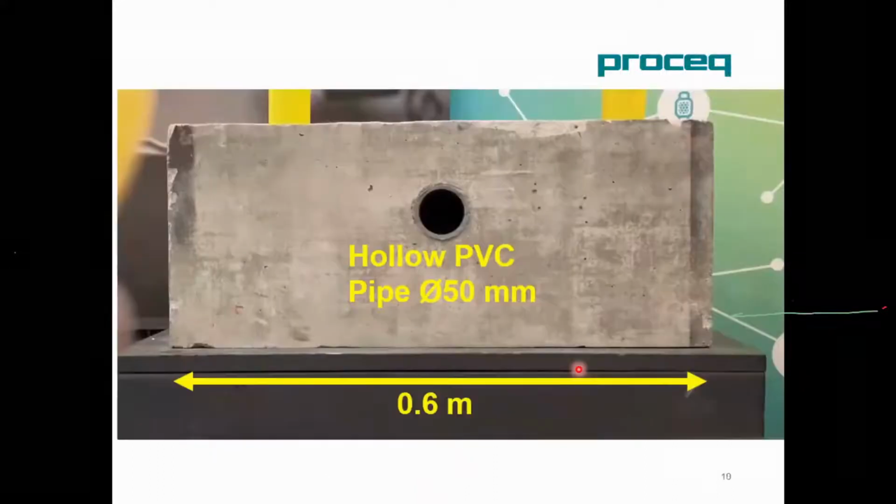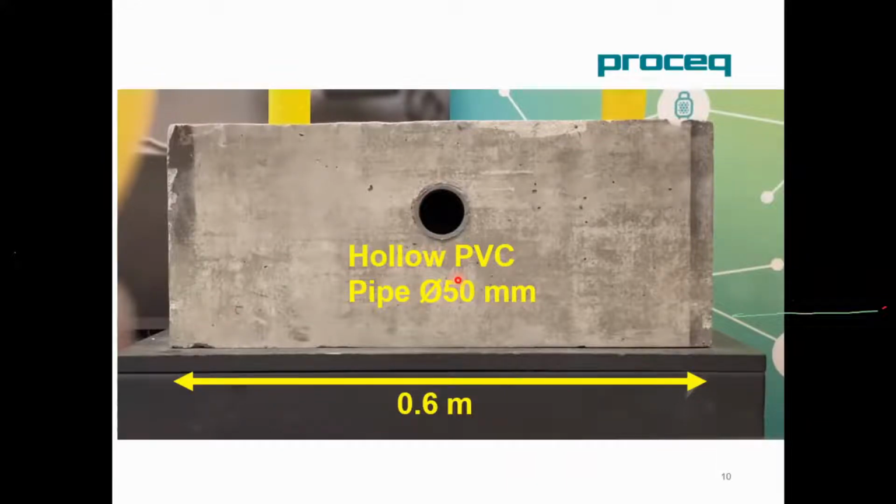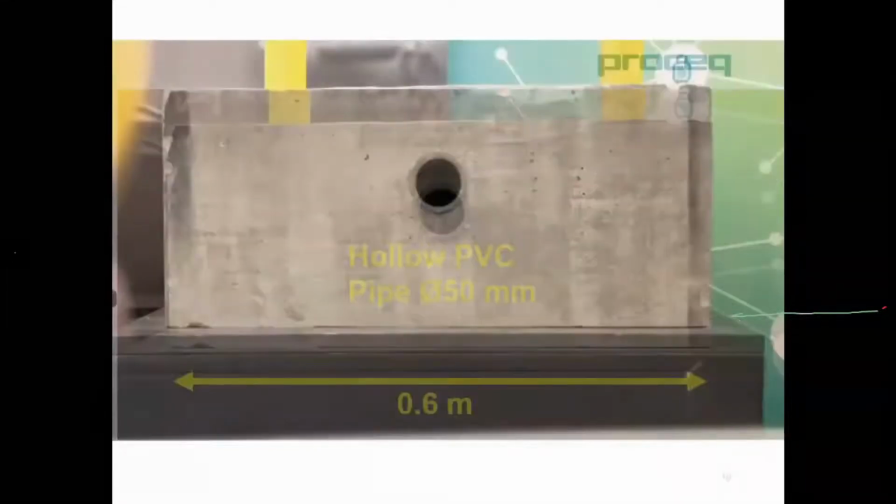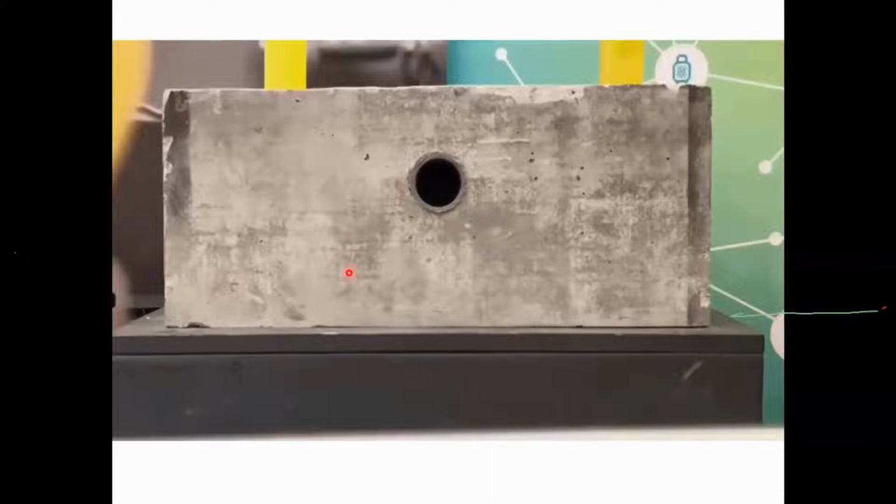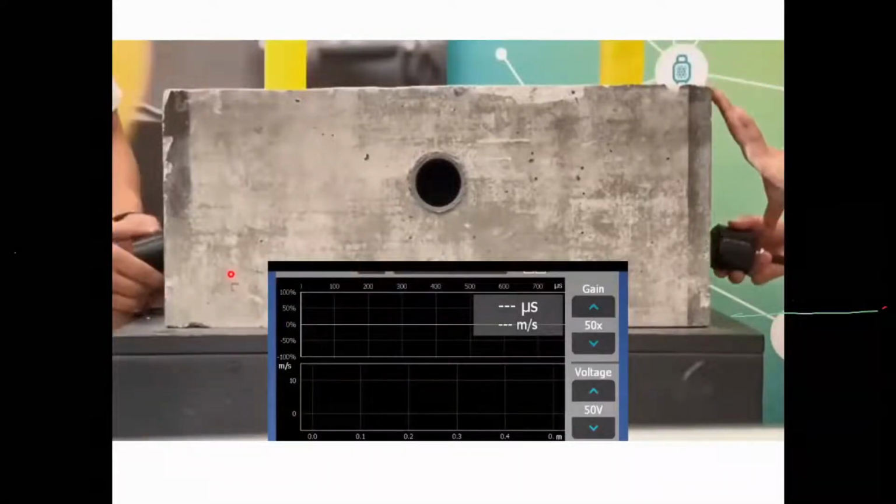Here is one example. We made a block here in our office. The path length is about 0.6 meter, and we placed a hollow PVC pipe of about 50 mm diameter, about the size of a tennis ball. I'm going to do measurements on this block at two locations. For the first point, I'm going to measure at the bottom here.